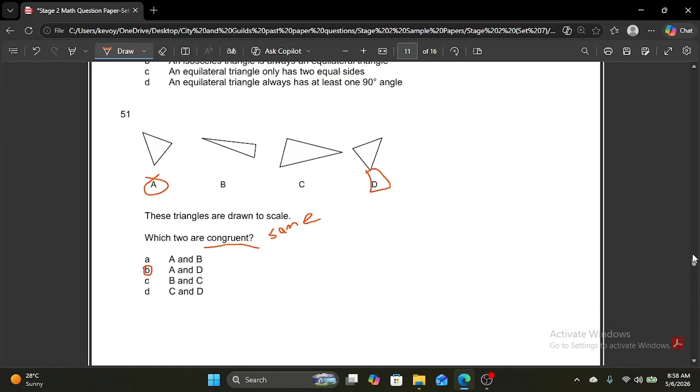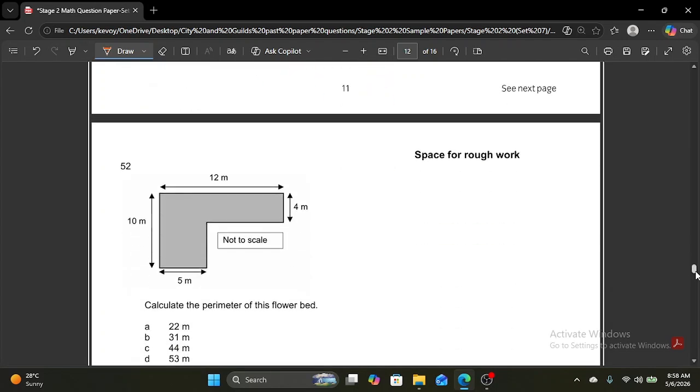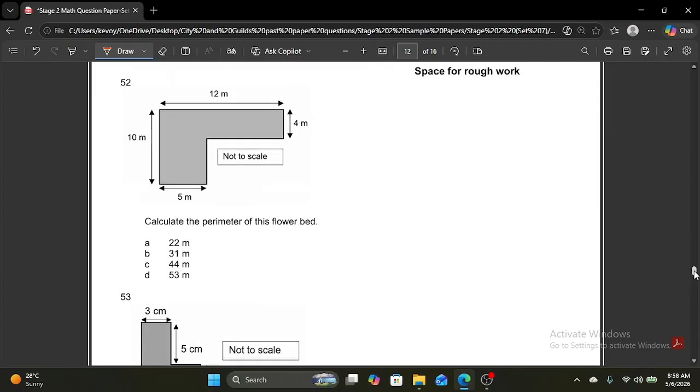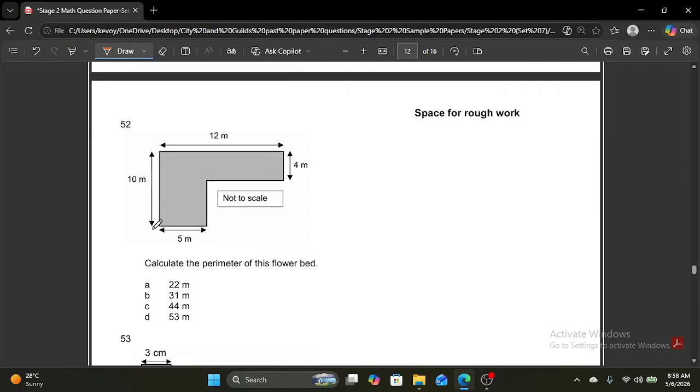And we're moving right along. So 52, we have the perimeter question. Not drawn to scale, calculate the perimeter of the flower bed. So perimeter just means that you add all the sides together. So 10 centimeters plus 12 centimeters plus 4 centimeters. We have a side missing right here. So all we have to do is subtract the 5 centimeters from 12 centimeters, and that will give you 7 centimeters. So we have 7 centimeters for this side right here.